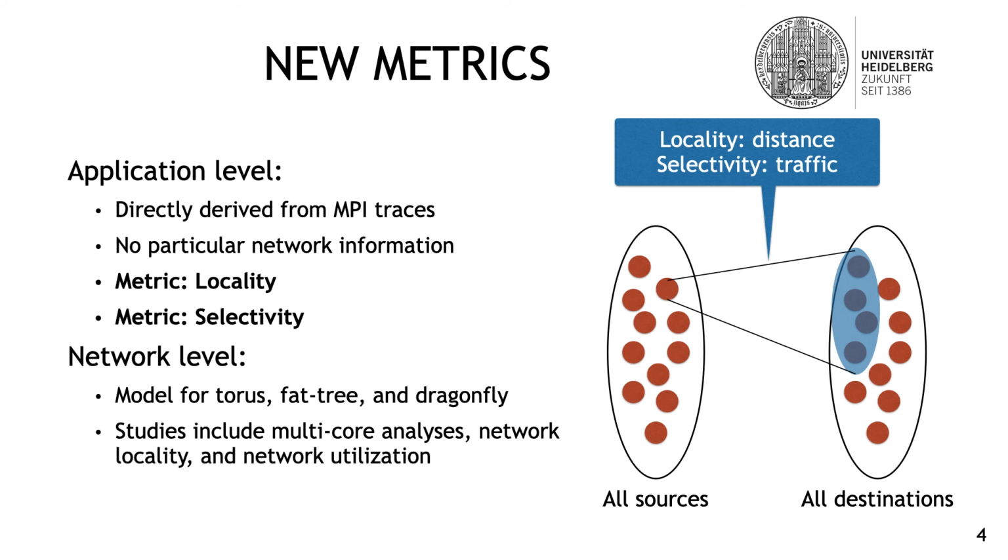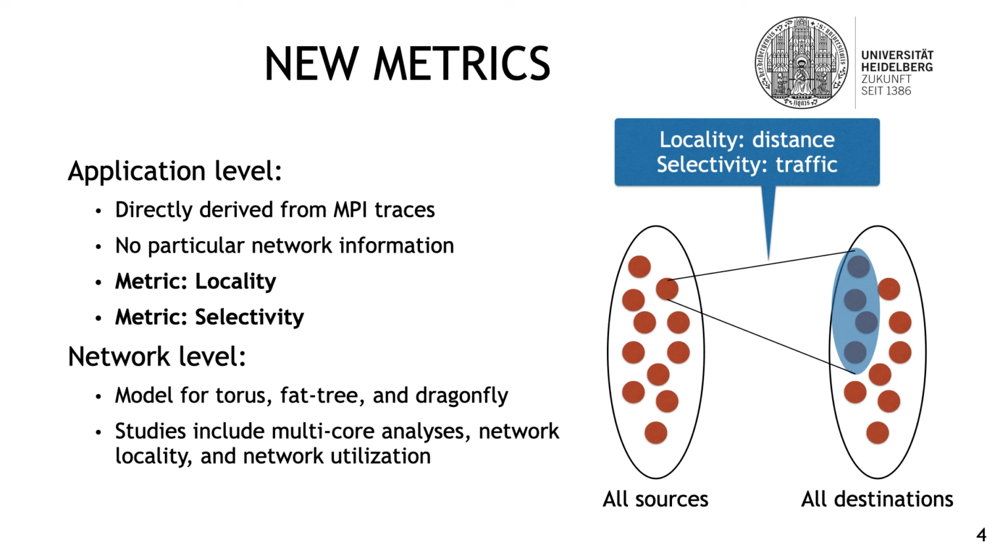So what we did in this work was looking at MPI application traces from different points of view. First, we are looking at the application level. This means we are only considering information provided by the MPI application traces without any additional network data. In order to evaluate different applications here, we introduced two new metrics. The first one is rank locality, which is a measure for the distance. And the second one is selectivity, which is a measure for traffic volume in the network.